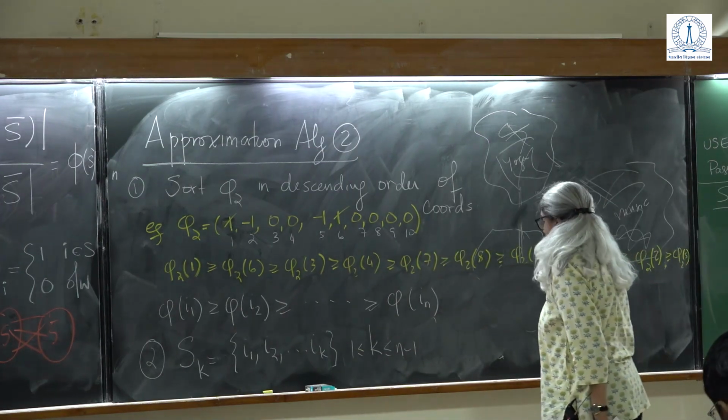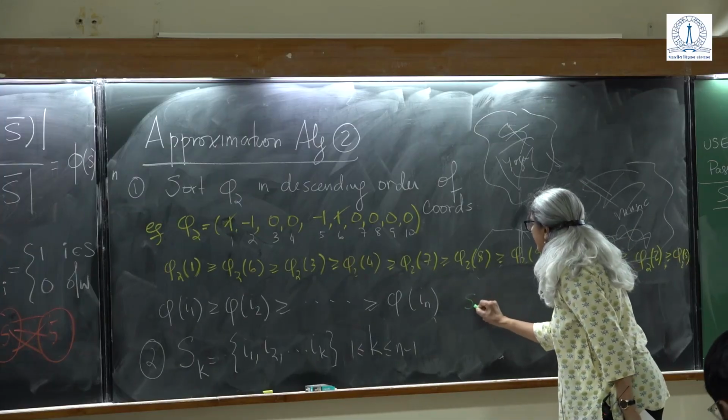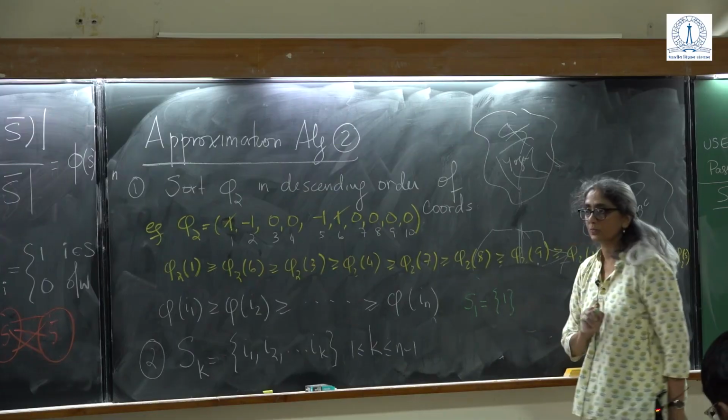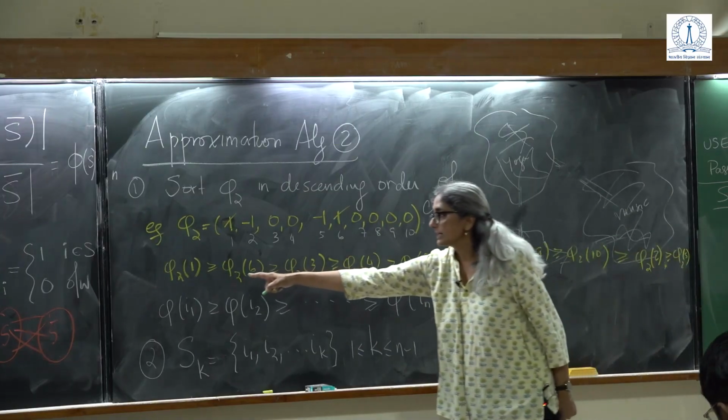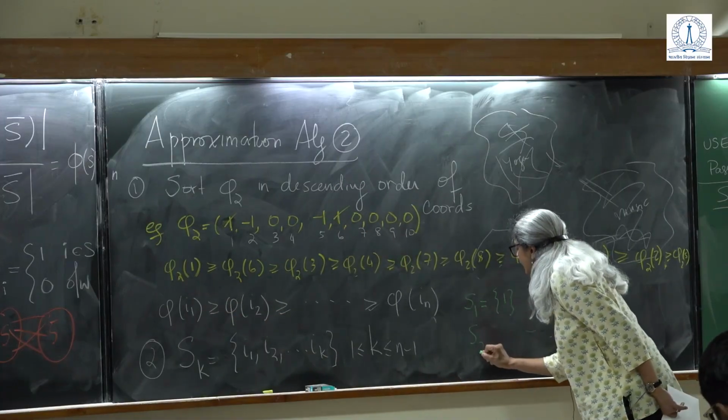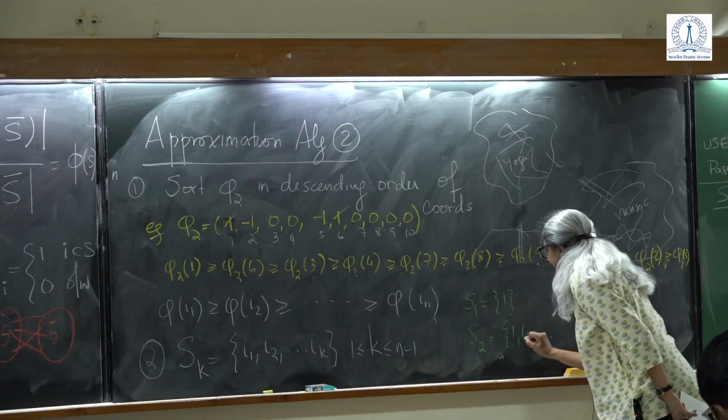So let's do the example again. So S1 in the example is going to be just 1, the index 1, right? Because that was index 1, it's the top one. And then S2 is going to be 1 and 6.